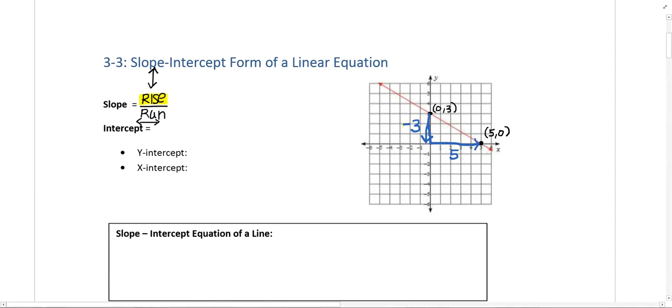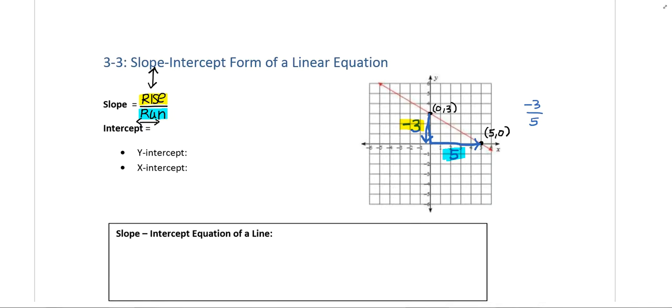Our rise is the vertical change, which is this -3. It's not rising, it's falling, but that's okay. And then our run, which is our horizontal change, is the 5. So our slope in this example would be -3 over 5. We would reduce this if possible, but we can't reduce that, so we're done with that.